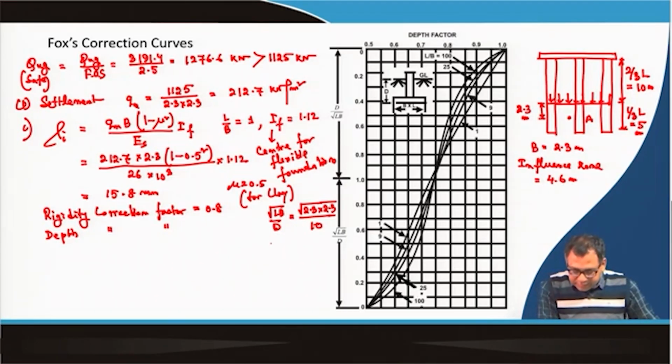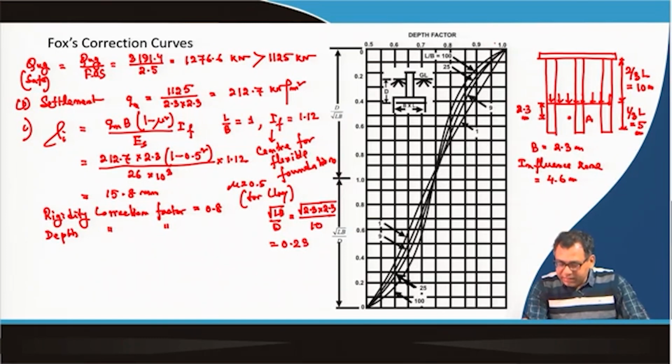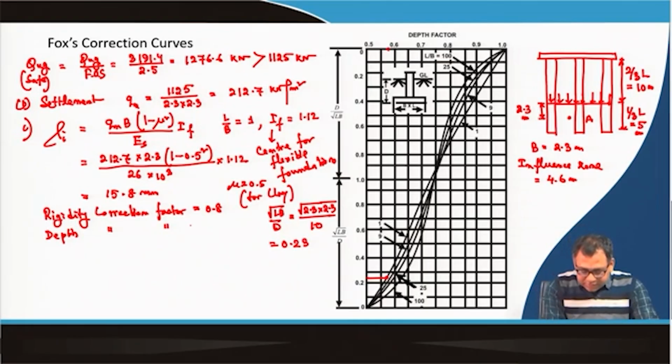So, we can write this is 0.23. For L by B equal to 1 and D over root LB of 0.23, this is the value. So, this value will be around 0.56. So, the correction factor is 0.56.